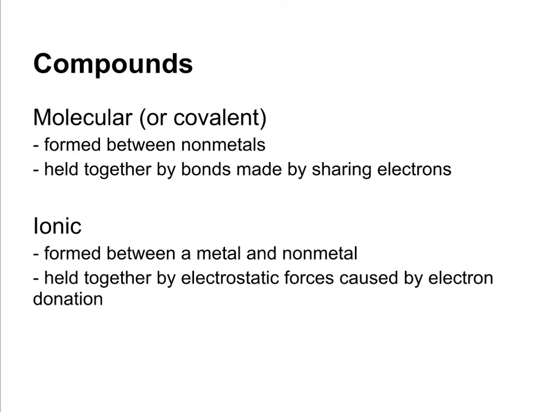So the metal donates one or more electrons to the nonmetal. That leaves the metal atom as a cation, a positive ion, and the nonmetal atom as an anion, a negative ion. The attraction between those opposite charges is what makes an ionic bond so strong.